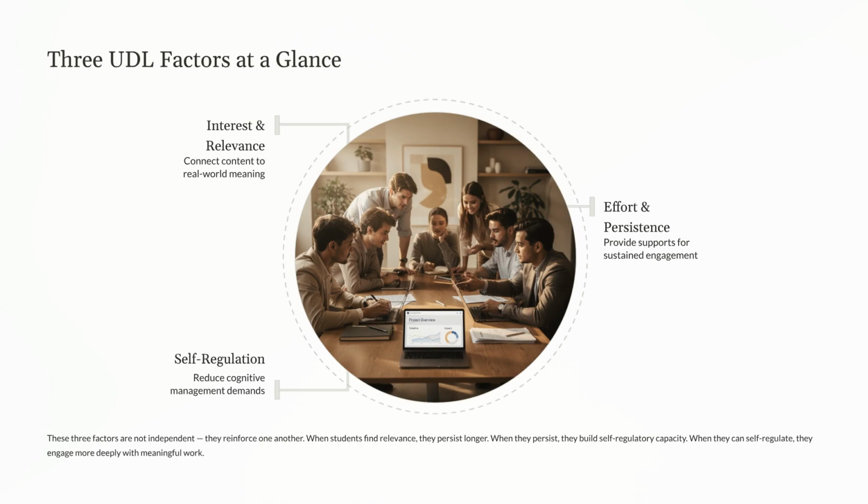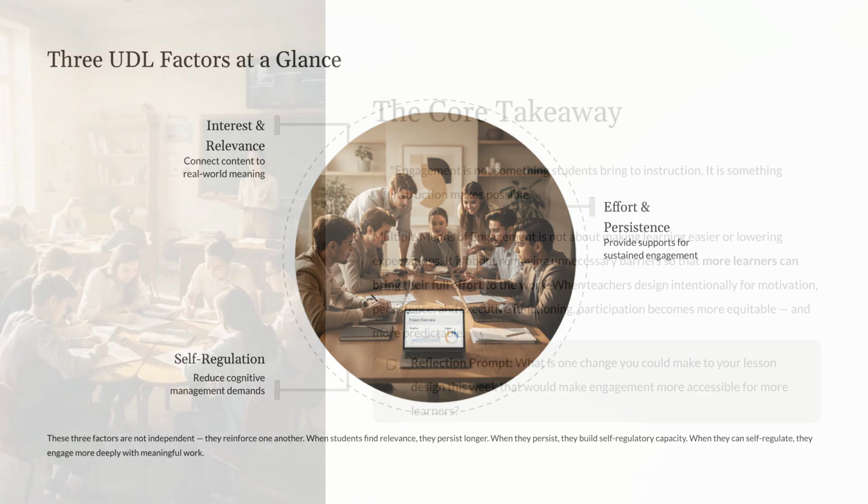3 UDL factors at a glance. Interest and relevance. Connect content to real-world meaning. Self-regulation. Reduce cognitive management demands. Effort and persistence. Provide supports for sustained engagement. These three factors are not independent. They reinforce one another. When students find relevance, they persist longer. When they persist, they build self-regulatory capacity. When they can self-regulate, they engage more deeply with meaningful work.